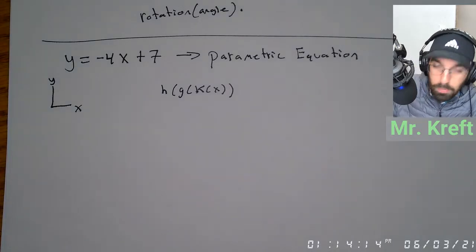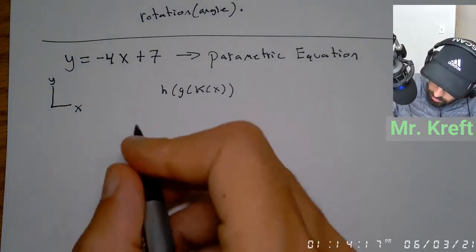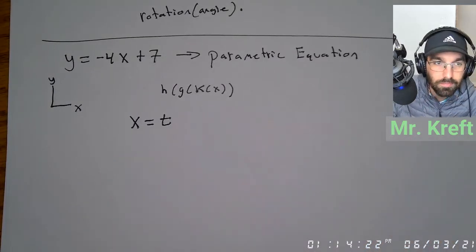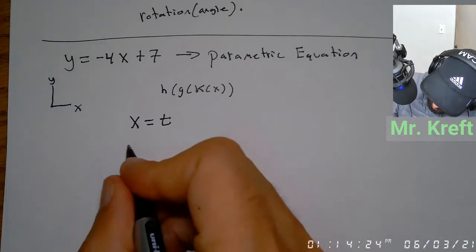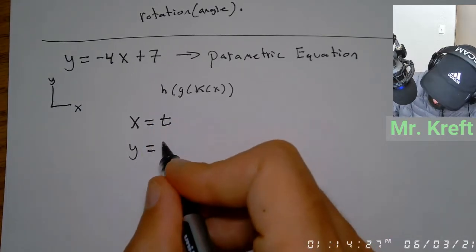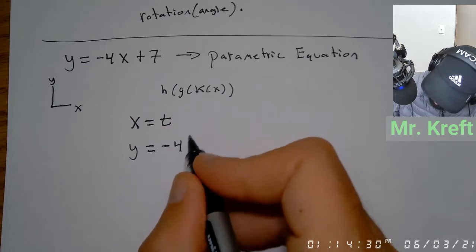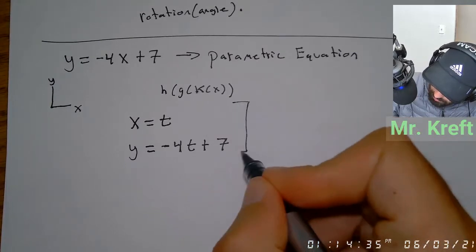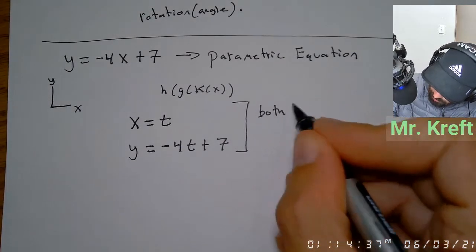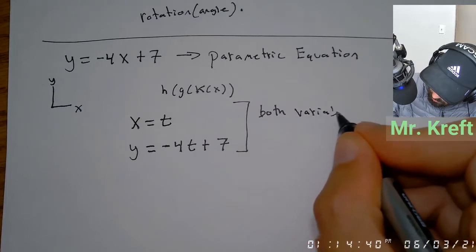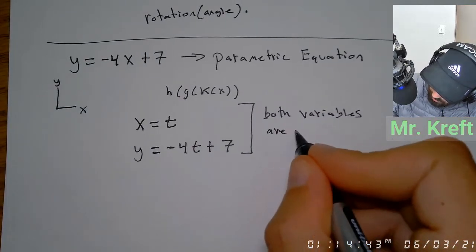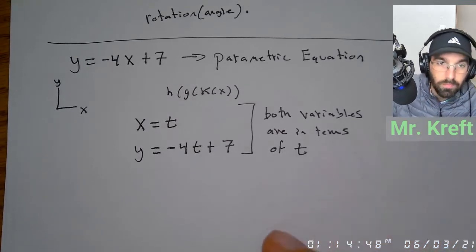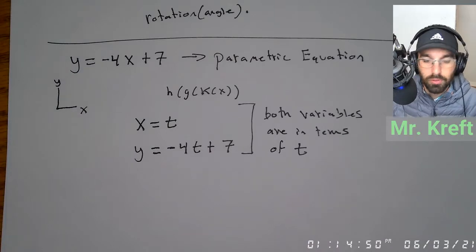Now, the most basic way to convert to a parametric equation is just by making x equal t. Okay. So then that would mean that y would just be negative 4t plus 7. Notice how both variables are in terms of t.